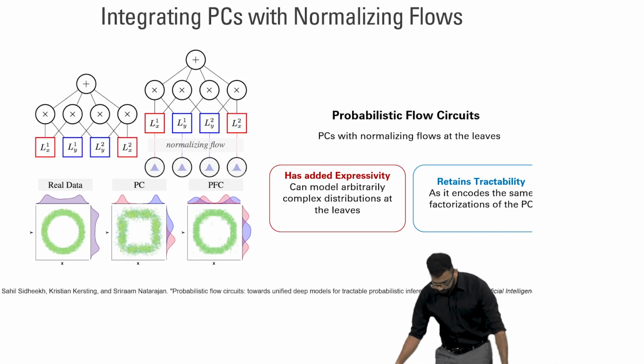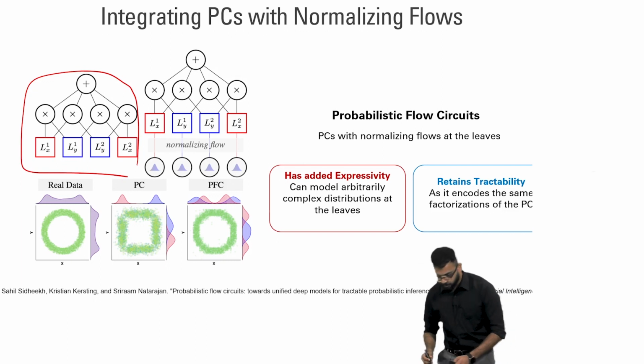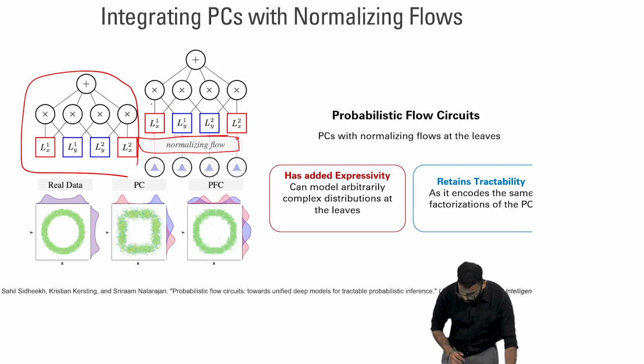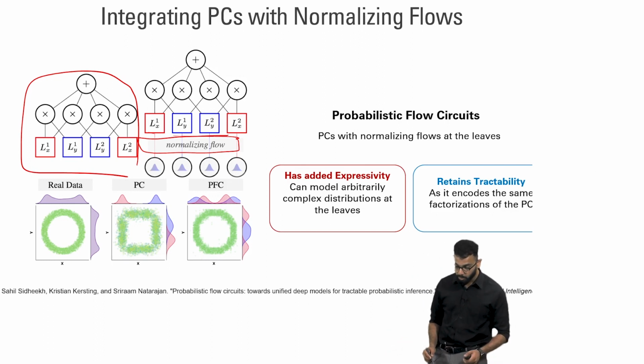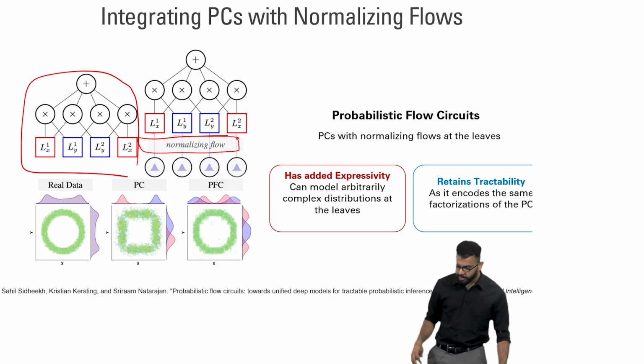So how does this look? Let's say this is my initial PC, which is computing a mixture over 4 components. Now, if I were to have a probabilistic flow circuit, instead of having simple leaf distributions, I will be transforming the simple leaf distributions with a normalizing flow to get something more complex. So having a normalizing flow at the leaves increases the expressivity of your model because you can model arbitrarily complex distributions at the leaves, and it also retains the tractability that you had for conditionals and marginals in a PC.